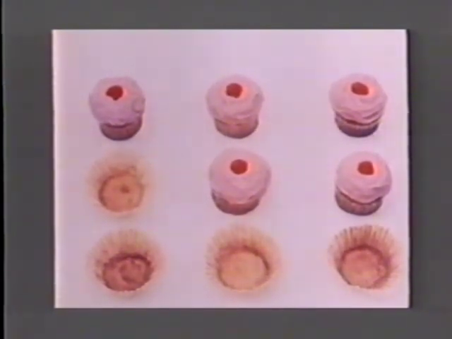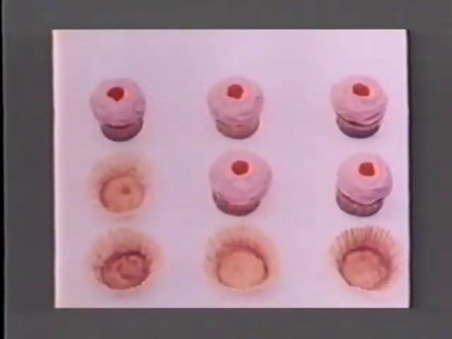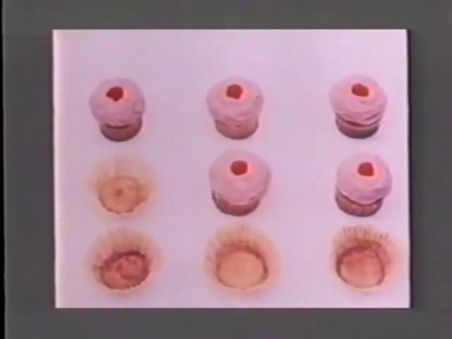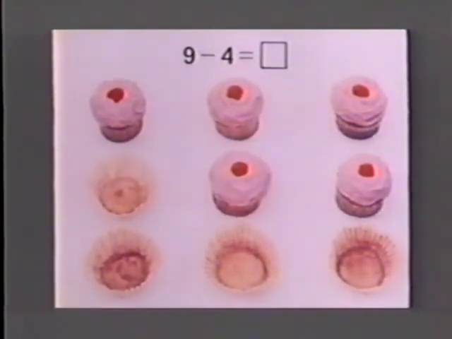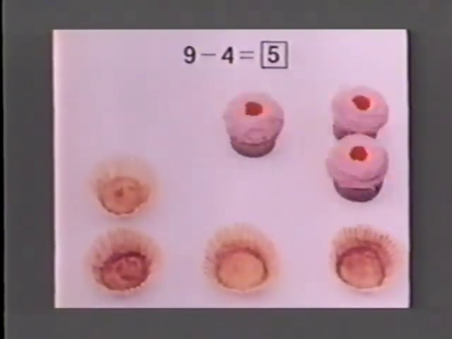How many were eaten or how many were taken away? How are we going to find the answer? I know, just count the empty wrappers. Then we'll know how many were eaten. 1, 2, 3, 4. There are 4 empty wrappers. 4 cupcakes were eaten. So, 9 minus 4 equals? 5. That's right. 9 cupcakes minus the 4 that were eaten means 5 are left.